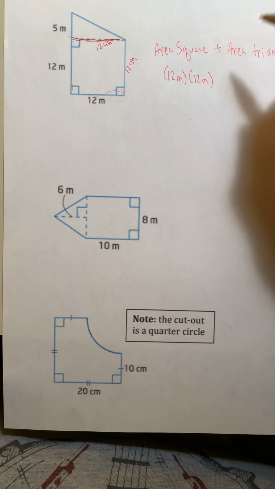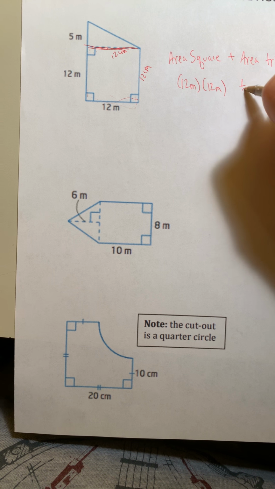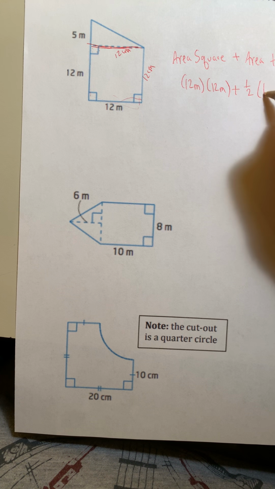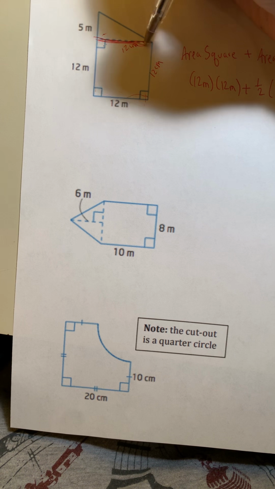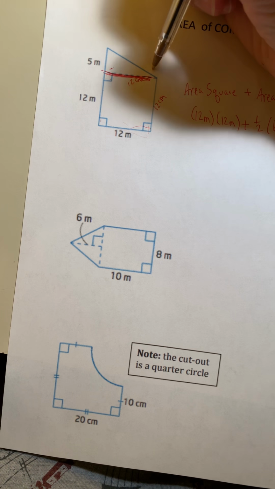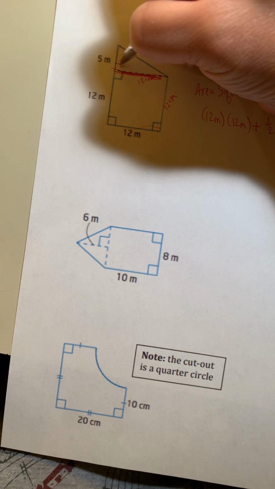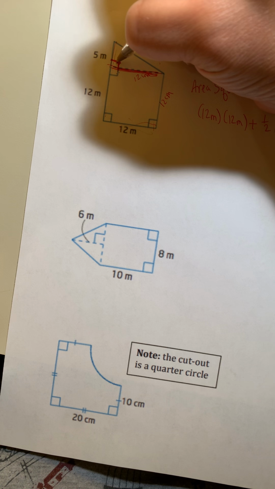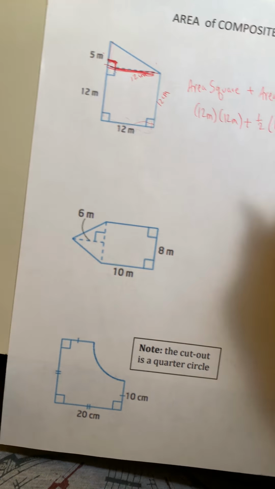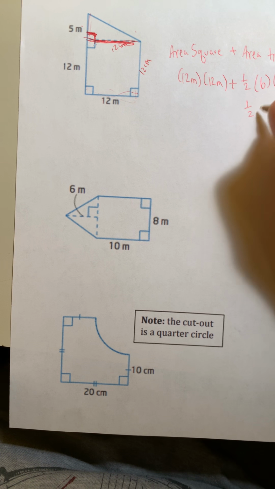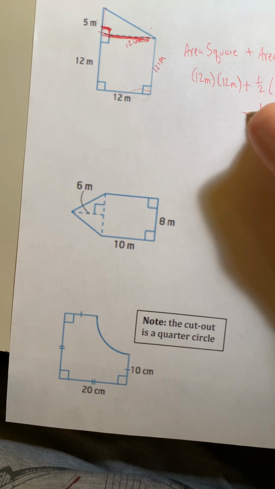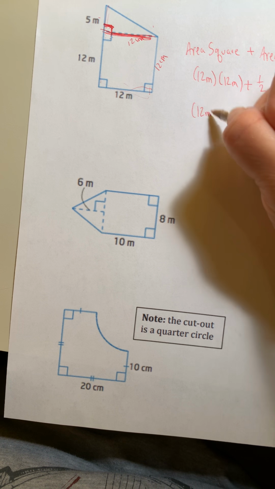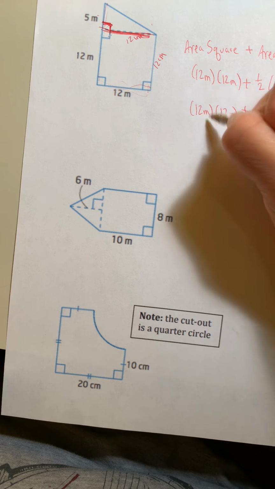And the area of a triangle is 1/2 base times height. Well, my base is this piece here, which is 12, and my height is 5. Remember, it has to be the two that make a right angle. Okay, so 12 times 5. So 1/2 12 meters times 5 meters. So I'm going to figure this one out.